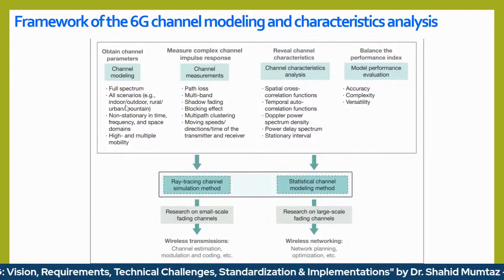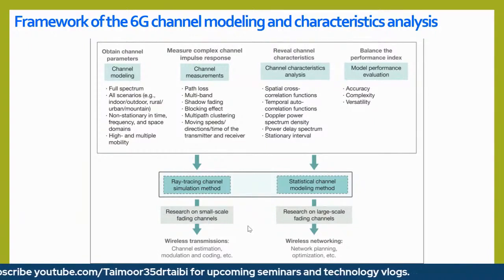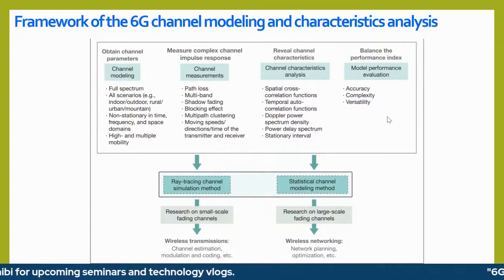But of course, when you work with a more theoretical and mathematically bounded model, you have to come up with ray tracing data, because it gives you small scale fading, where you measure your channel estimation and decoding. So these are the two branches, and these are the parameters which you can most commonly get.